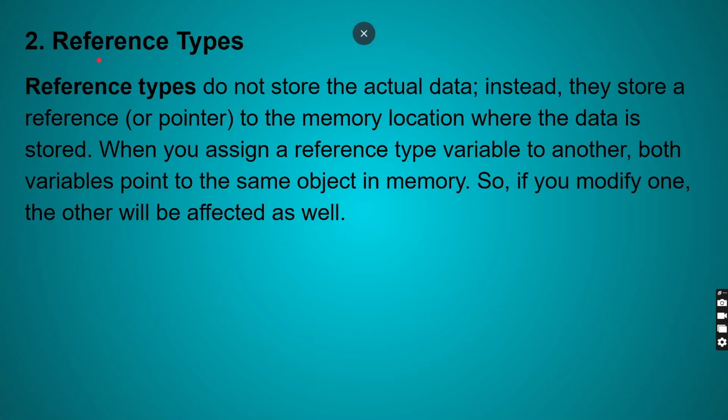Now the second one is reference types. Reference types do not store the actual data. Instead, they store a reference to the memory location where the data is stored. When you assign a reference type variable to another, both variables point to the same object in memory. So if you modify one, the other will be affected as well.